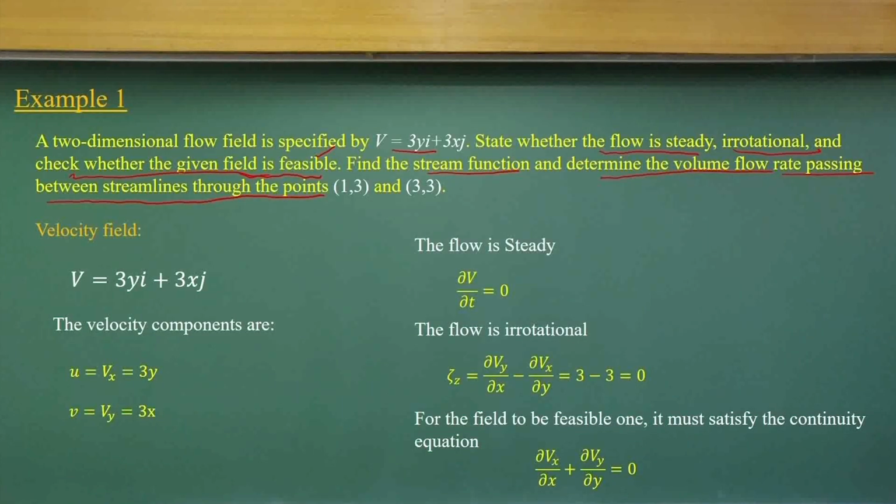Now, the flow is steady because you can easily see that the u and v components do not have any time component. For the irrotational check, you find the velocity gradients and find that the flow is irrotational. From the continuity equation, or the linear volumetric strain rate, you substitute these values and you will see that it is equal to 0. That means the flow field is a possible one.